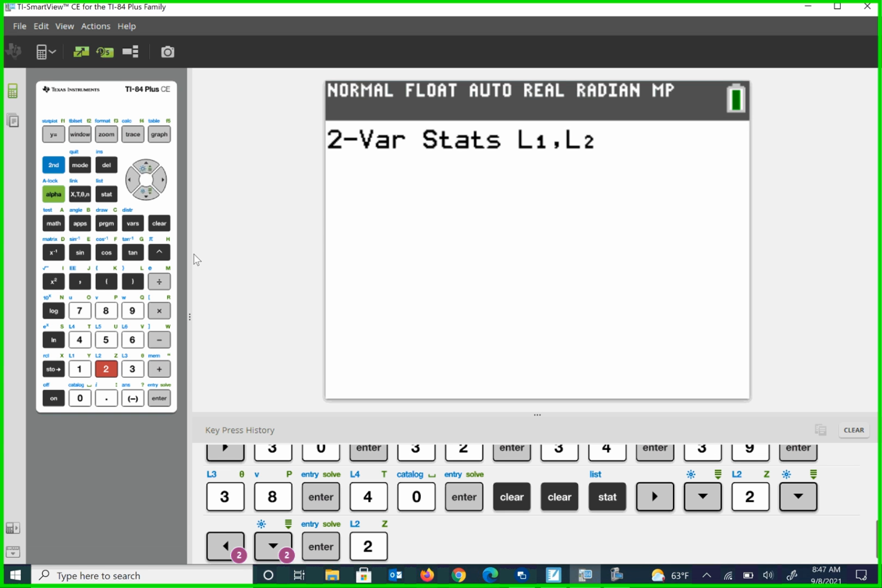Number 13, if the standard deviation is 0, what does this imply about the observations of the data set? What do you think? They're all the same, yeah. Is it possible for the standard deviation to be a negative value?